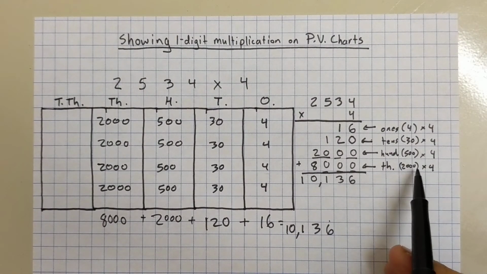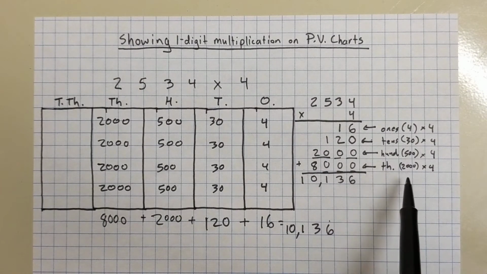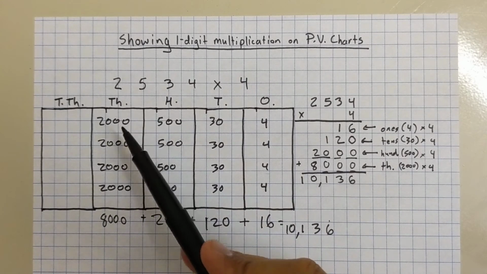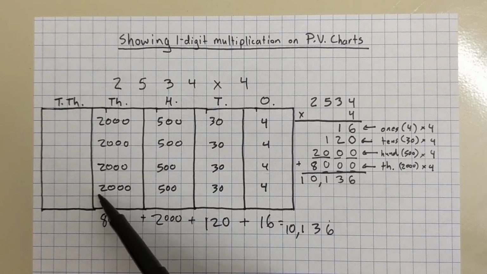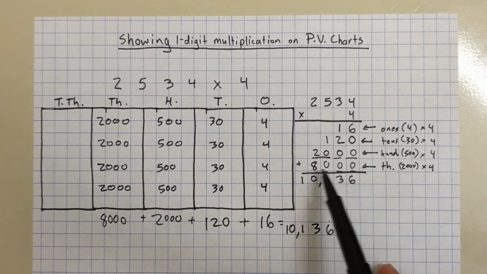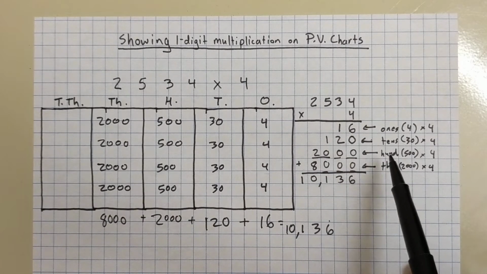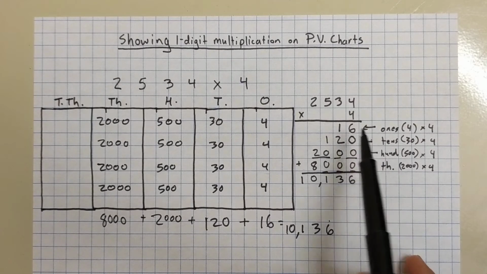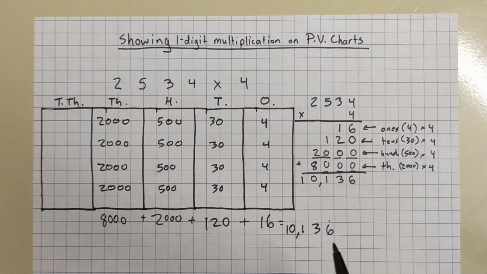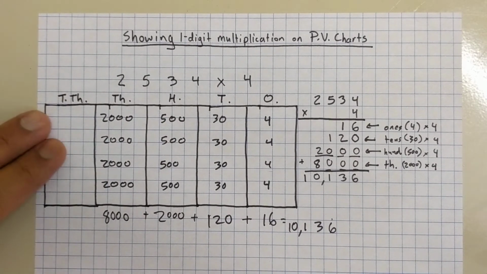Hopefully you can see the only difference between these is the fact that the 2,000s are piled up in a row on a chart versus doing it here. Obviously this would be a better way to do it because it's smaller, but we want to understand that these and these are the same thing. Now, the other way of doing this is with regrouping.